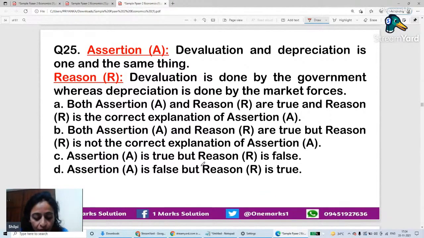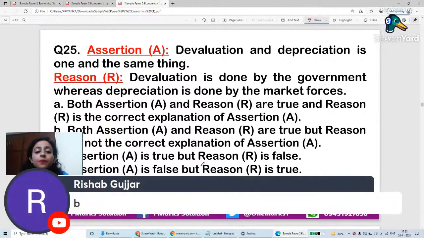Right? So let's see. Assertion says devaluation and depreciation is one and the same thing. Devaluation and depreciation are not the same things. Why? One is done by the government and one is done because of the market forces of demand and supply. Right? So assertion is false. Reason says devaluation is done by the government, whereas depreciation is done by the market forces. Yes, that's what I was telling you. So reason is correct. So we will go for option D in this, where assertion is false, but reason is true. So option D is correct.